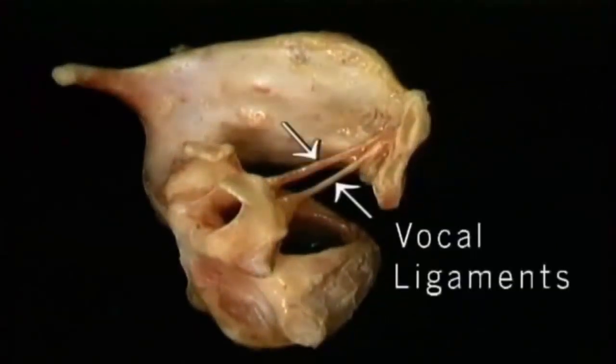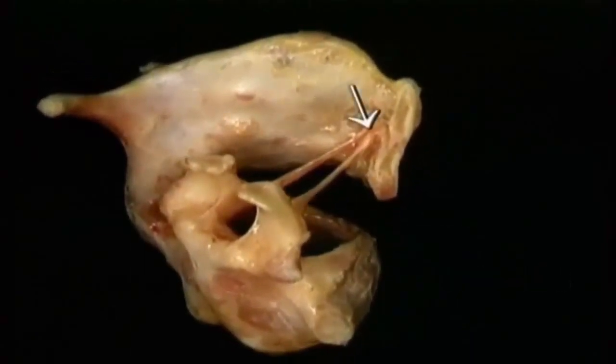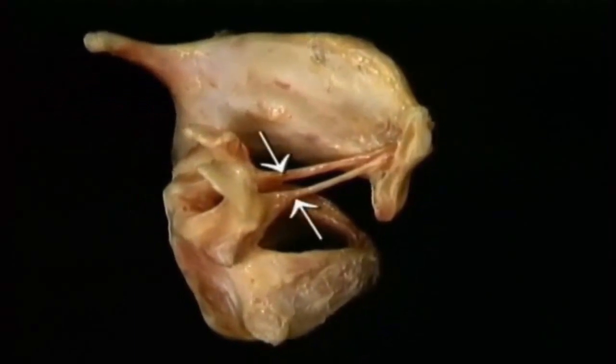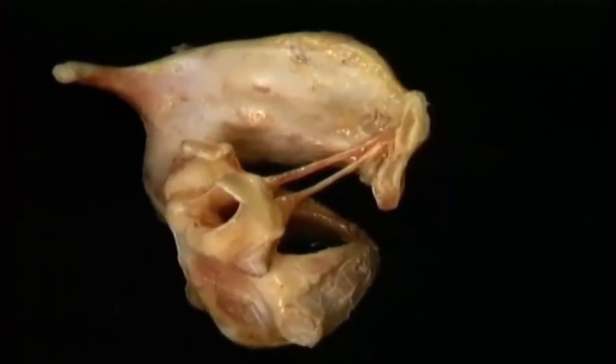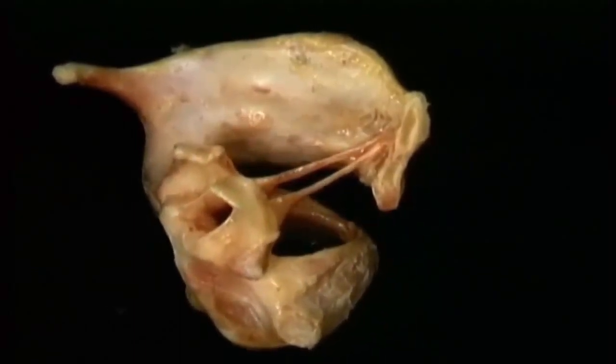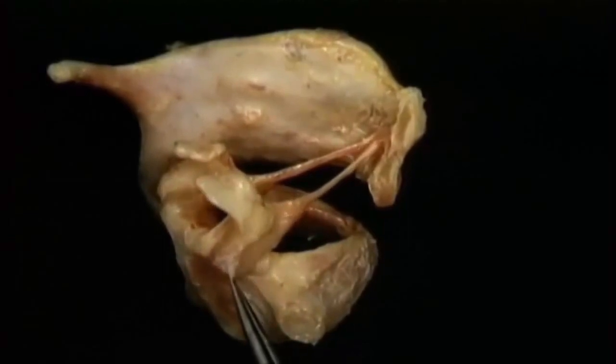Here they are. The vocal ligaments run from the thyroid cartilage in the midline to the tips of the vocal processes of the arytenoid cartilages. They're fixed in front and highly mobile behind. Their tension is affected by the tilt of the cricoid cartilage. The gap between the vocal ligaments is affected by rotation of the arytenoid cartilage.